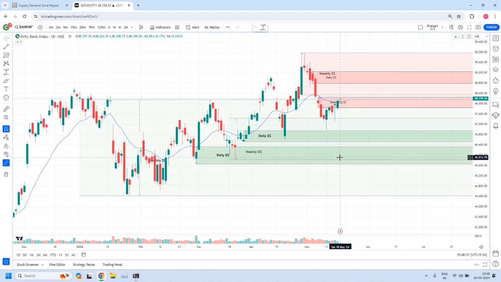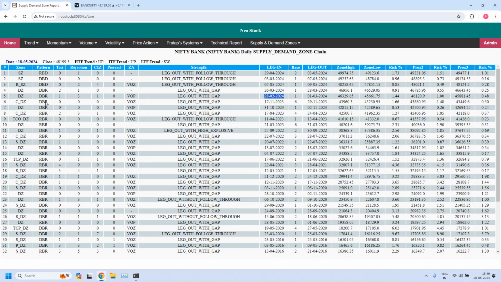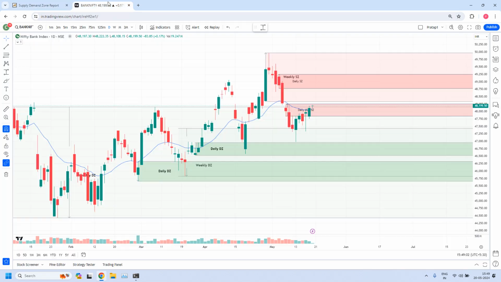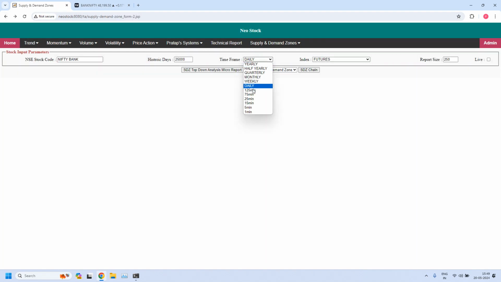Okay. So let's limit to these 2 levels. And we have seen how well it worked last week. See, last time also I had drawn this demand zone. If anybody had taken the trade near this zone, probably you would have got a very good profit during the last trading week. So this is about the daily time frame. Now let's move on to the next time frame, 125 minutes.